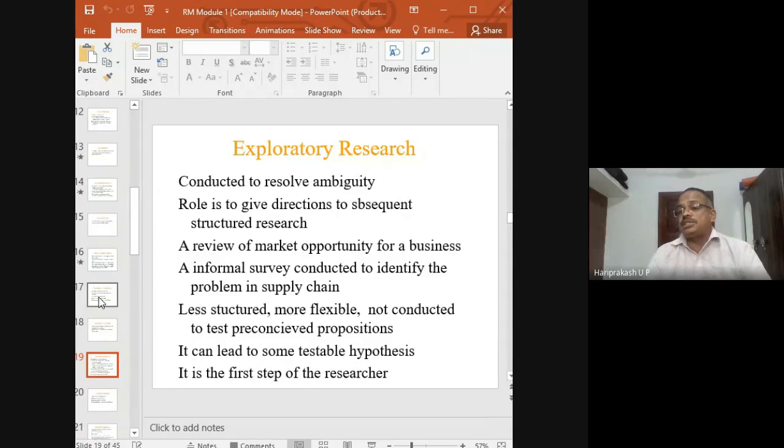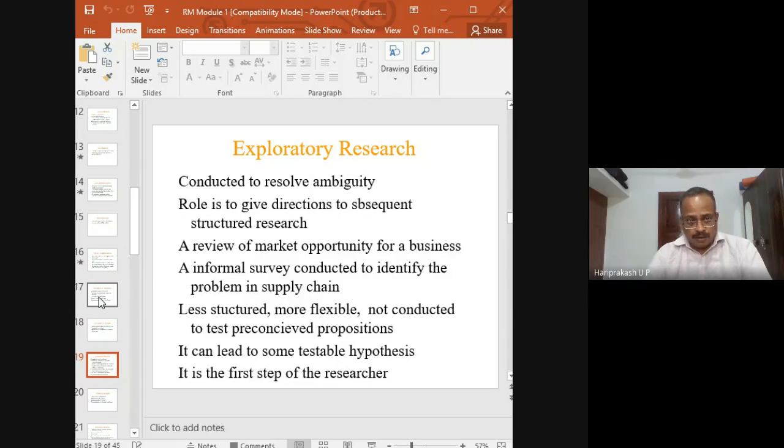This is unstructured research. Unstructured means there are no specific steps involved in doing this particular research. When we say structured research, there are specific steps involved. So exploratory research is unstructured research which is done before the structured research, whether it is causal research, empirical research, or the qualitative or quantitative research that we are discussing. Before doing that, you have to first do exploratory research.